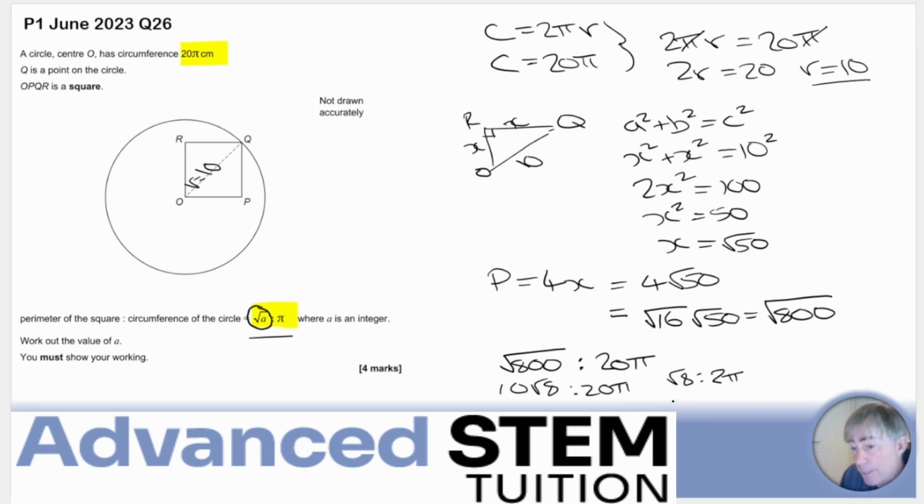Root 8 we can now simplify once more using surds from root 4 root 2, which is 2 root 2, to 2 pi, and then finally divide through by 2. So our final answer will be root 2 to pi. It simplifies quite nicely, and there's our solution, and there's our 4 marks. Thanks once again for listening, and we'll catch up soon.